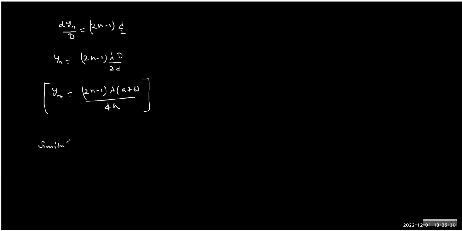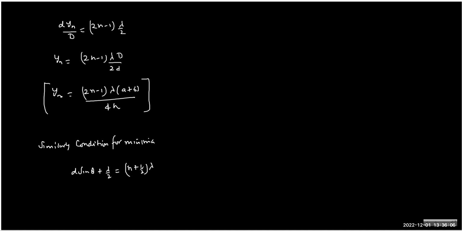Similarly, the condition for minima will be d sin theta plus lambda by 2 equals 2n plus 1, or I can write it like this, n plus half, into lambda, right? This is how we write 2n plus 1 lambda by 2.